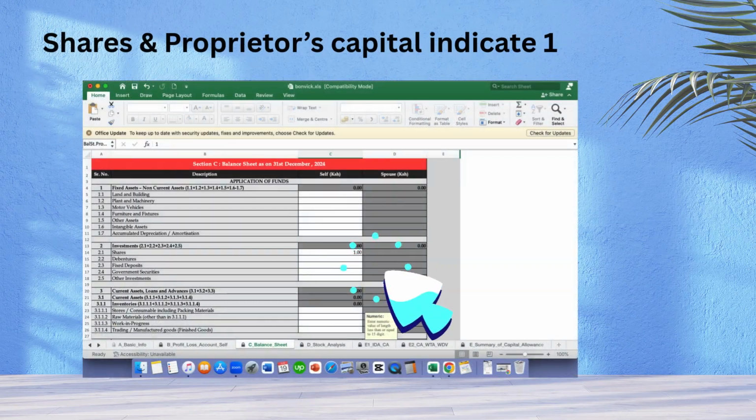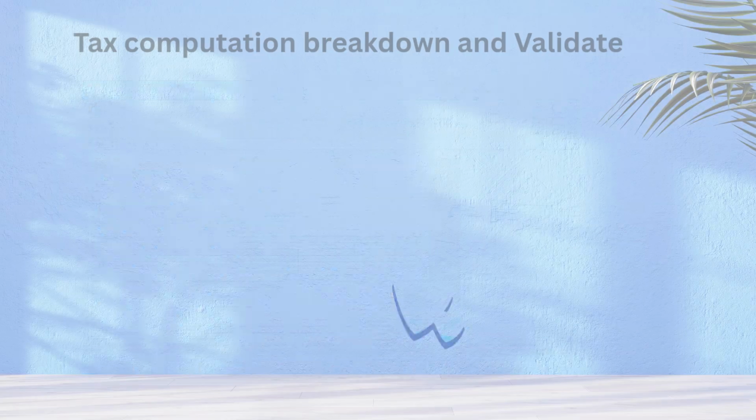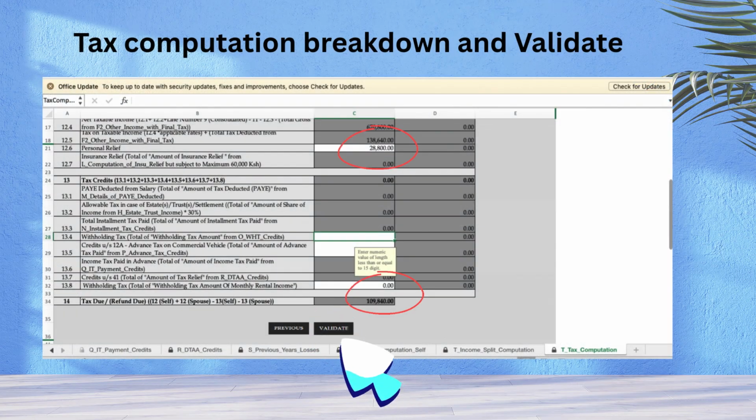Here on the balance sheet, for balancing purposes, just indicate 1 on the shares and then indicate 1 on the proprietor's capital. Don't forget to apply the personal relief of 28,800 in this section as shown, and then confirm the final amount of tax you need to pay to KRA before validating your return. Review your figures carefully, ensure everything is correct, and then validate.